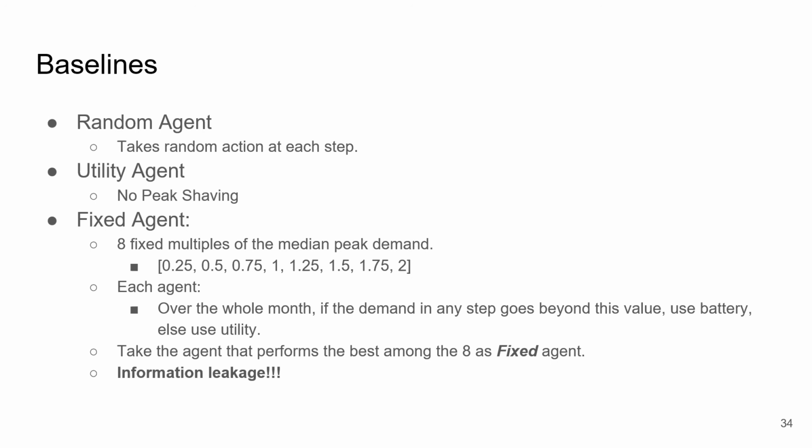Then, for each of these values, over the whole month, if the demand in any step goes below this value, we use the battery to fulfill that extra demand. Else, we use the power utility. We report the best among 8 such agents as the fixed agent. Notice that the fixed agent is fed the information from the future through the median of the demand.